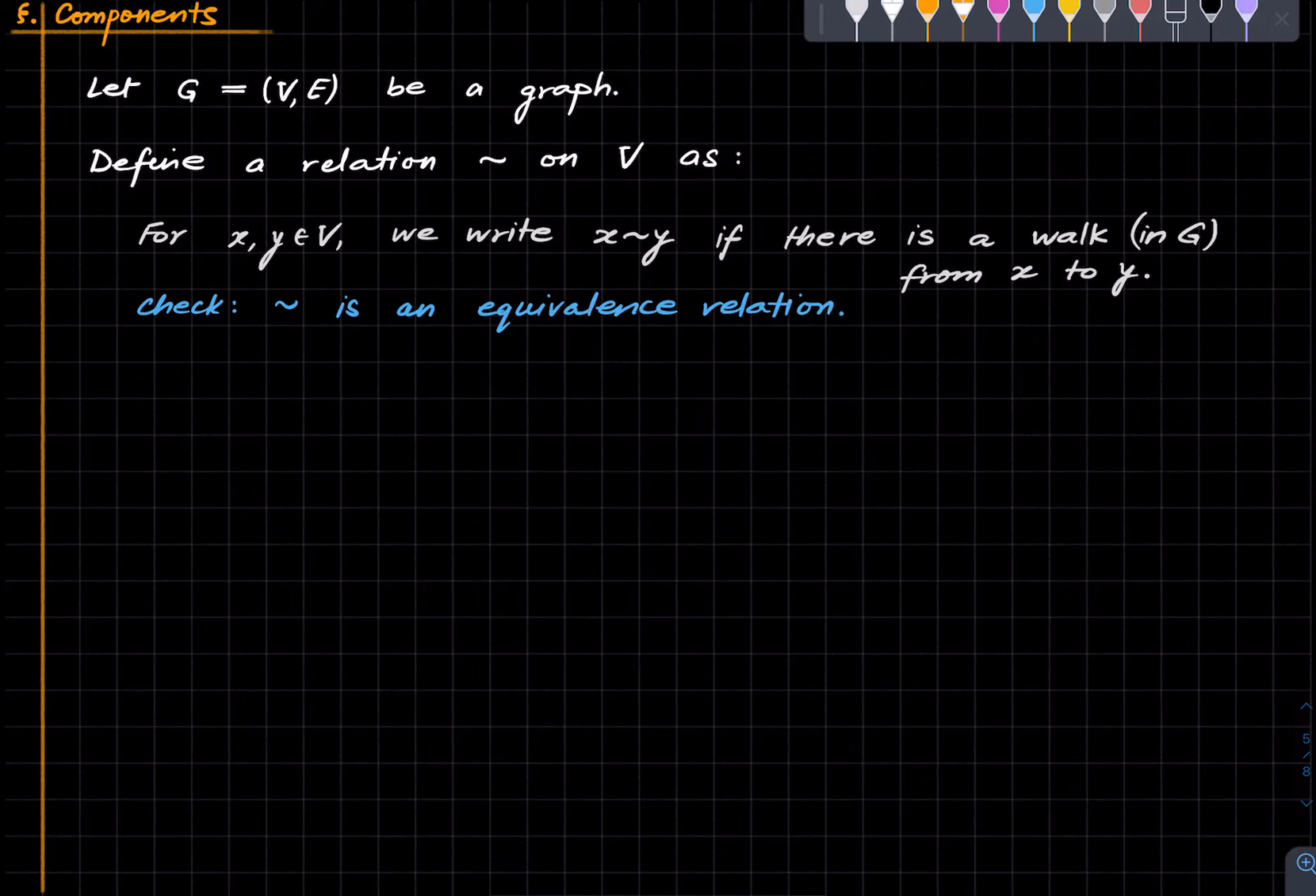It is clearly reflexive because you can just consider this walk. Given any vertex, this walk of length 0 is a walk from X to X, so reflexivity is clear. And I leave the proof of symmetry and transitivity to you. So this is an equivalence relation. And a component, or rather I should say the equivalence classes under tilde are called components of G.